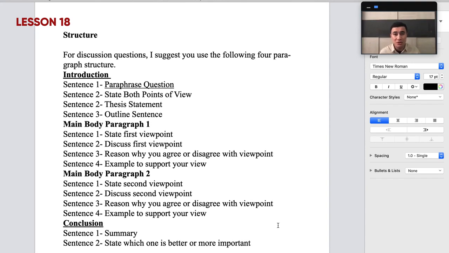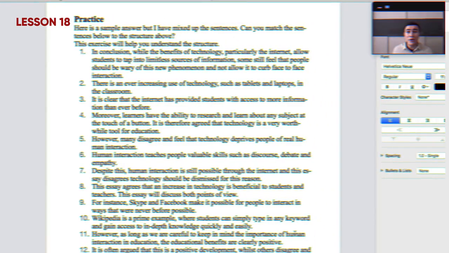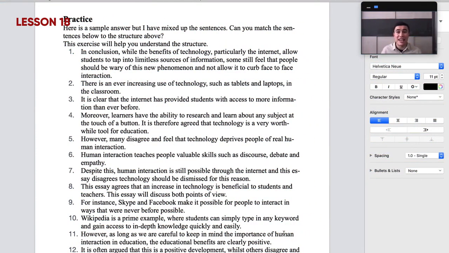And when it comes to conclusion, the last paragraph of your essay, you should sum up all the ideas and finally state which one is better or more important. Okay guys, now we will practice, and here is a sample answer, but the trick with that essay is that I've mixed up all the sentences, and your task is going to be to identify each sentence and of course match the sentences below to the structure mentioned before. So this exercise will help you a lot to understand the structure, and of course you will have a clear image of how to construct a sentence at a certain point of your essay.